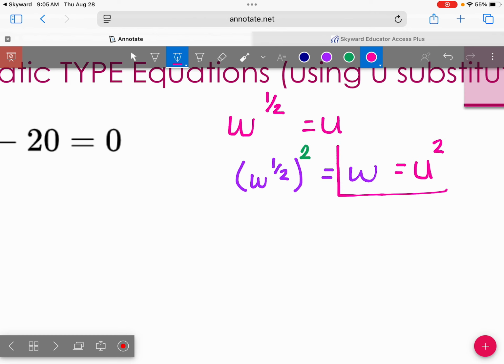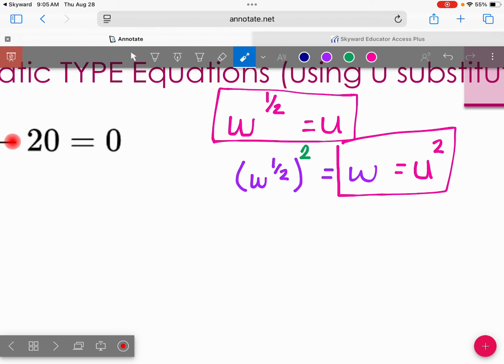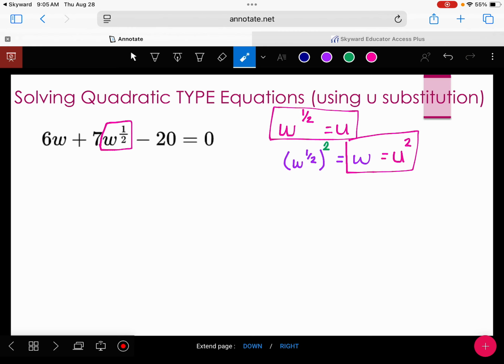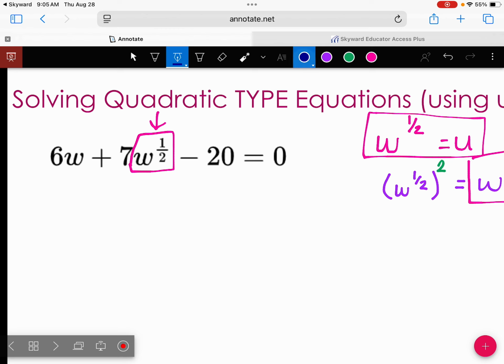So I can use this information with this information to make this less gross. We use this guy as our jumping off point to figure these two pieces out. If we have a quadratic type, this should always happen to be these two terms. Because then I can swap this out to be 6, instead of w, it's 6u squared plus 7u minus 20.